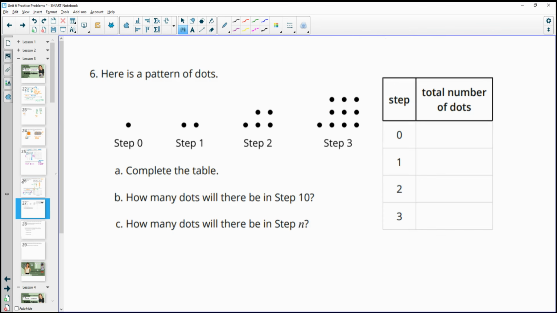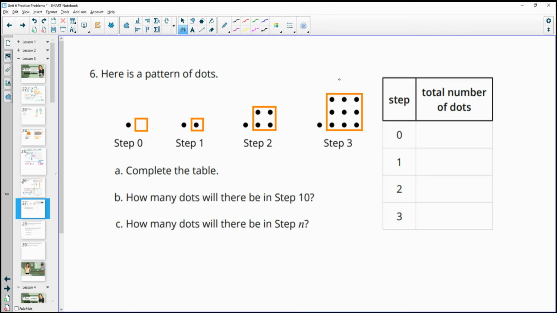Number 6, here's a pattern of dots. Complete the table. So try and figure out the pattern. I think it's harder in the earlier steps, okay? But as you go on here, you start to notice in step 2 and step 3 that you're seeing a square, okay? So we see this square presenting itself here, and we see this square presenting itself here. So if we looked at it like that, we would have a square here, okay? And then in step 0, you'd also have this square, which is non-existent, right?